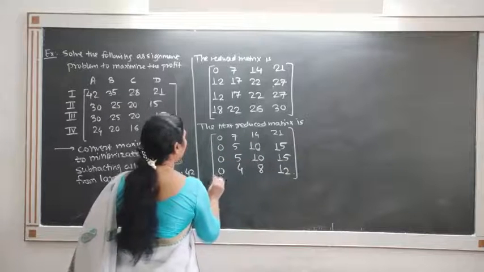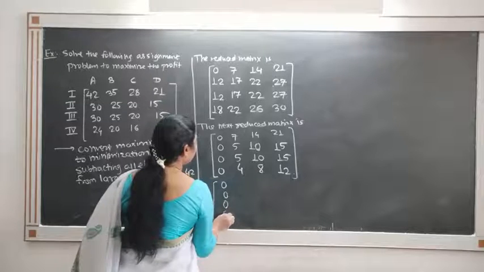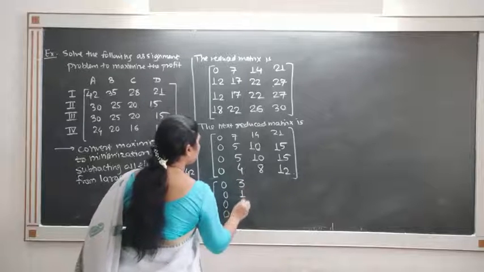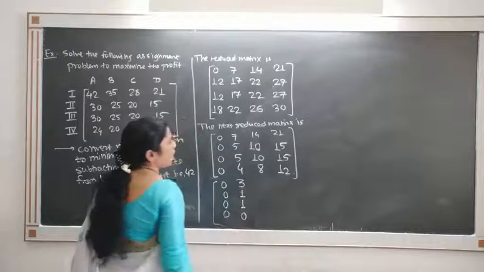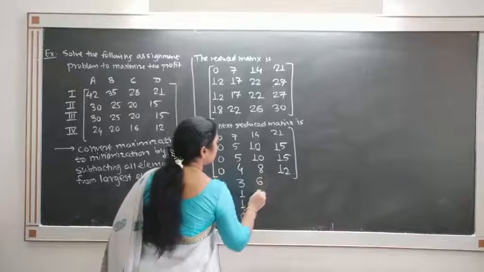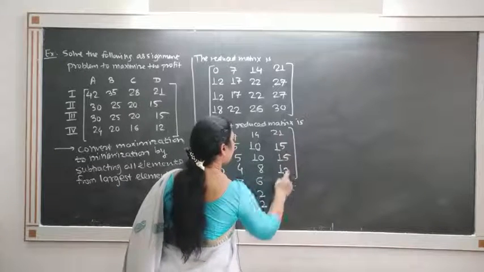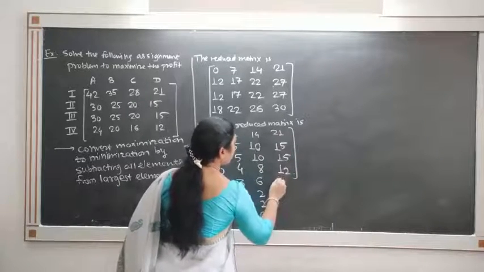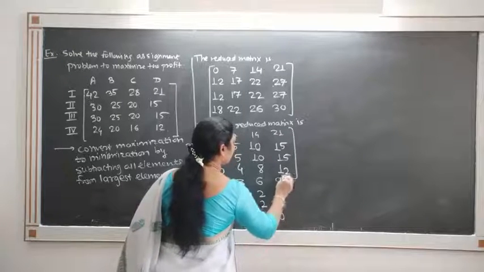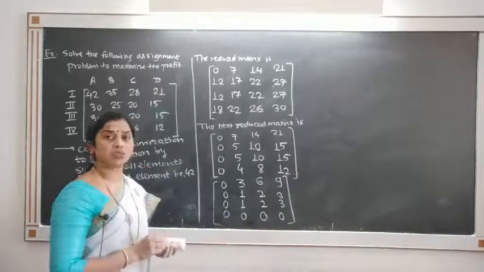Now each column should contain 0. So the next reduced matrix: this column already has zeros. Next, 4 is the smallest, so subtract 4, remains 3, 1. Smallest is 8, so subtract 8: 6, 2, 2, 0. Subtract 12, 21 minus 12, 9, 3, 3, 0. Observe that each column and each row contains 0.